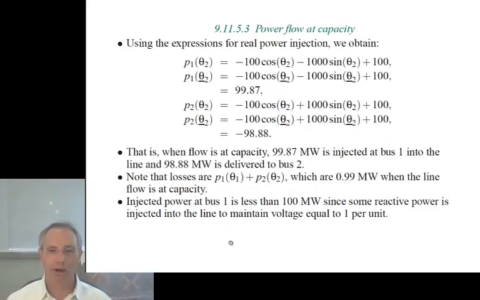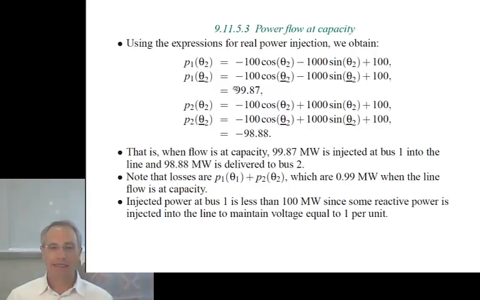Using the expression for real power injection, we'd obtain that P1 of theta 2 is given by this, and evaluating it at the angle corresponding to maximum injection, we get 99.87 megawatts. The flow at the 2 end corresponding to theta 2 is given by this expression, and again plugging in the maximum flow according to the transmission constraints would give us P2 equal to minus 98.88.